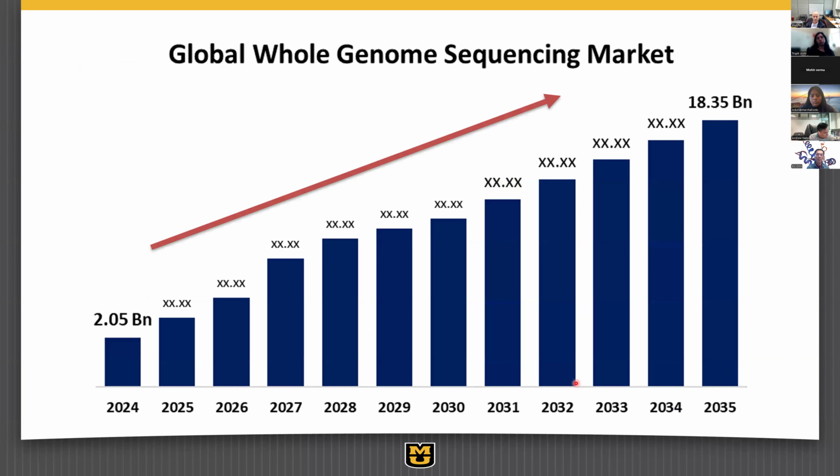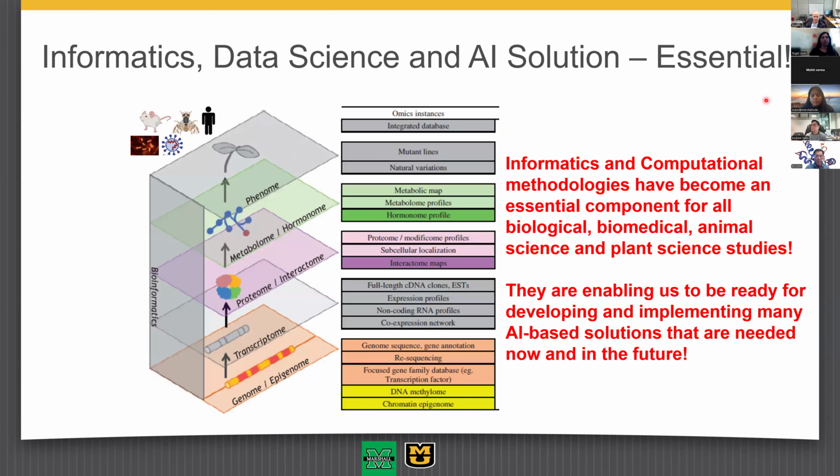Now, the global genome sequencing market is predicted to continue rising, right? Here we are close to where we are right now in the 2024-2026 phase. If you look about 10 years down the line, you're going to go to very close to about 10 times, somewhere in the 18 billion range.